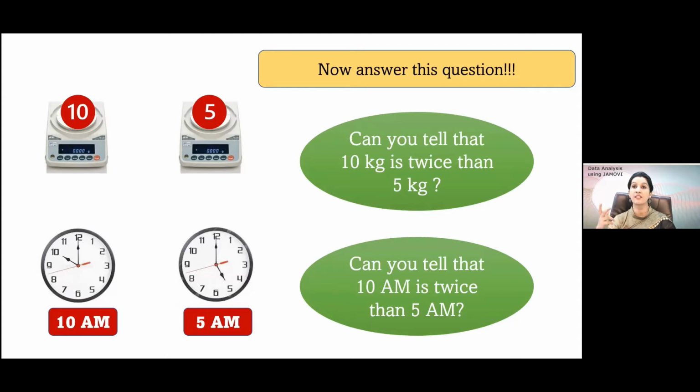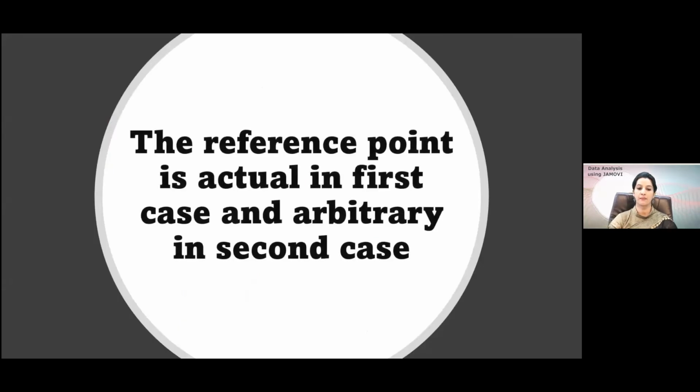No, you cannot say, because there is no absolute zero. You cannot say that there is a zero time and there is no reference, so you cannot take out a ratio. And that's the difference between a ratio scale and an interval scale. In an interval scale, you can never tell a ratio because there is no absolute zero, whereas in a ratio scale, that's how its name is. Because there is an absolute zero, you can say that there is a ratio between the two. So these are the 4 examples of the type of scale which we use. The reference point is actual in the first case, that is the ratio, whereas it is arbitrary in the second case, which was the interval.